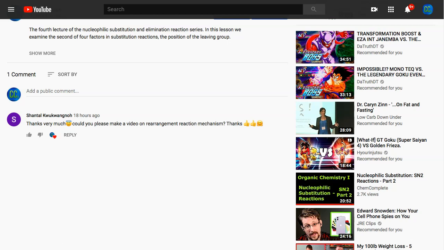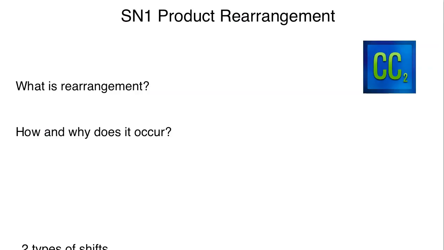So let's get started with rearrangement of SN1 reactions. Alright, so SN1 product rearrangement. What is a rearrangement when we get to these types of reactions? And this is not exclusive just to SN1. You can have rearrangement in many different types of reactions. But the key is that you're going to need a cation. Specifically, when we're dealing with organic chemistry, we're talking about a carbocation that needs to be present.